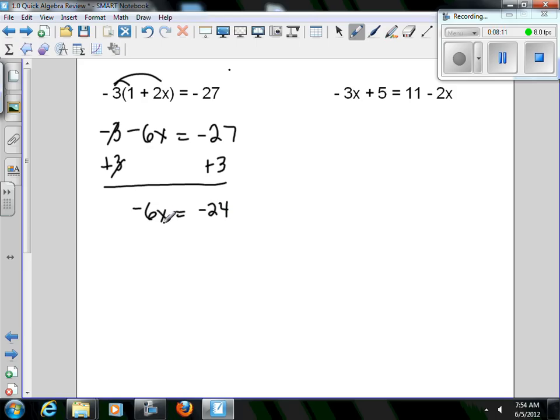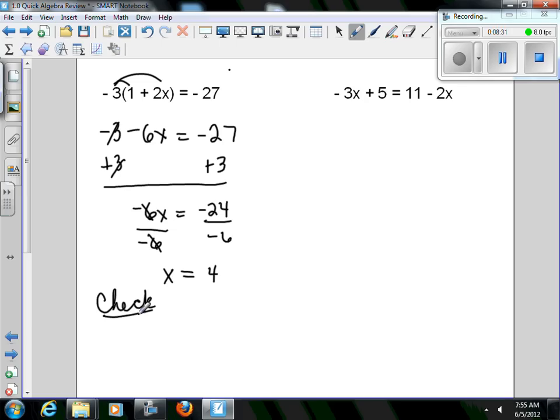We want to get rid of the number in front of the x, which is negative 6. That's multiplying the x, so we do the opposite and divide by negative 6. The negative 6's cancel, and I have x equals positive 4. Negative 24 divided by negative 6 is positive 4.